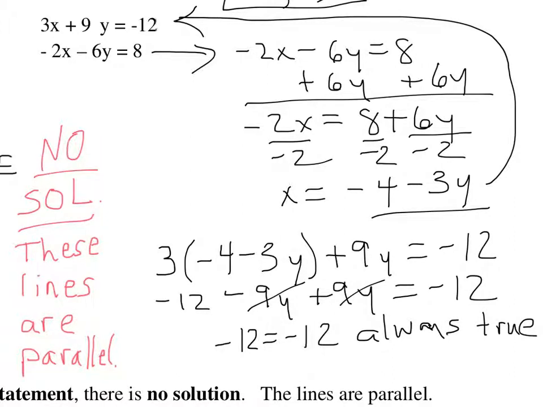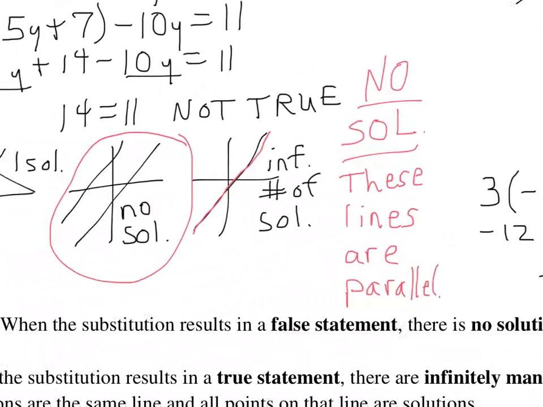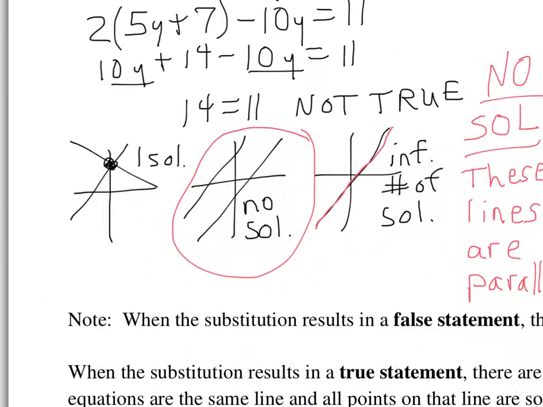This is another different kind of situation. We said last time that we could have one solution. We could have no solution. The lines are parallel. In order to recognize that we have that, we get something that's not true, like 14 equals 11. And then we said there's this third case of infinitely many solutions.